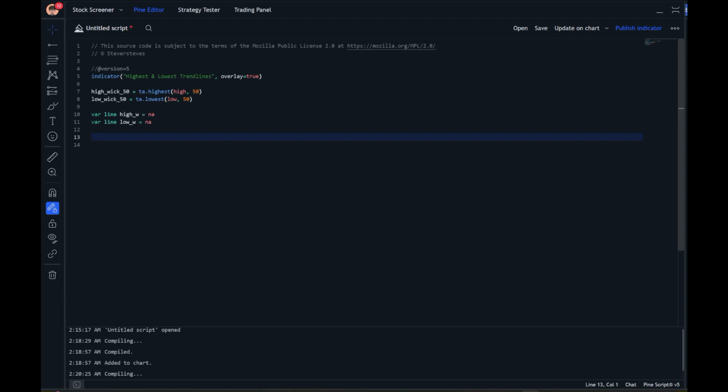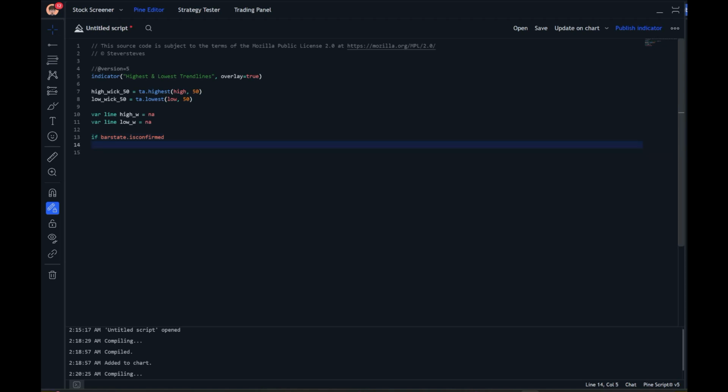We can use if bar state is last. And what this means is it's asking Pinescript to wait for the last candle to close and then repaint the lines, then replot the line. I don't like doing this for these types of trend lines. I like it to be plotted in history. So what command I usually use is if bar state is confirmed.